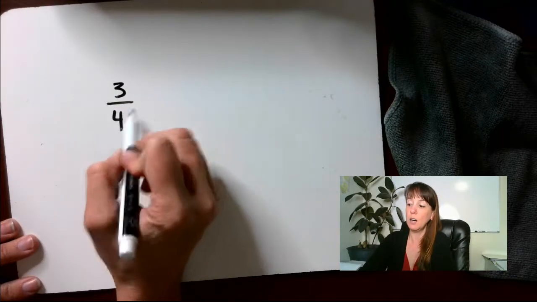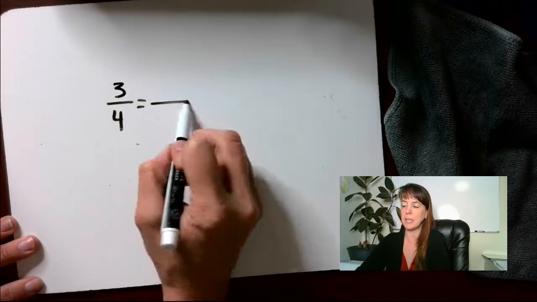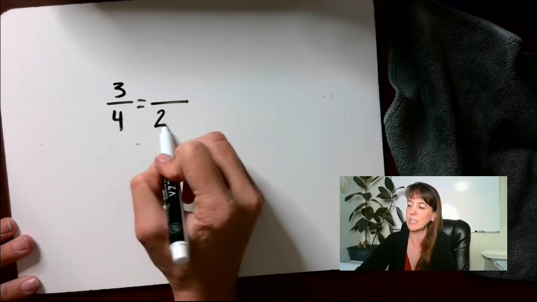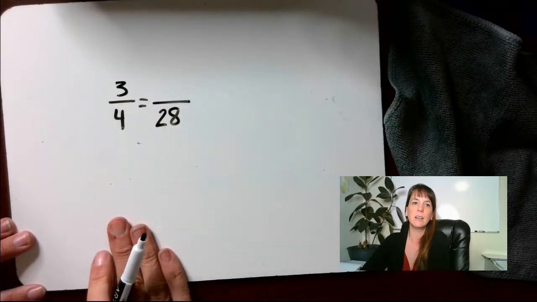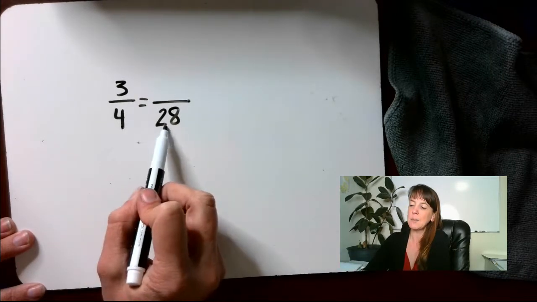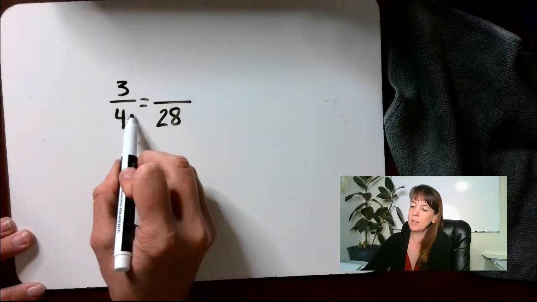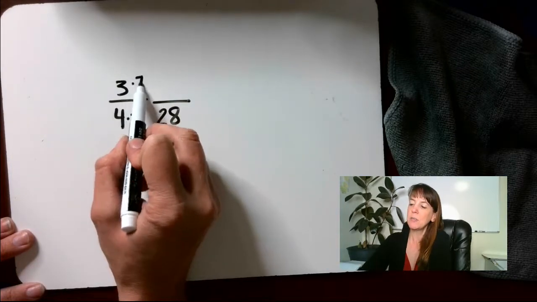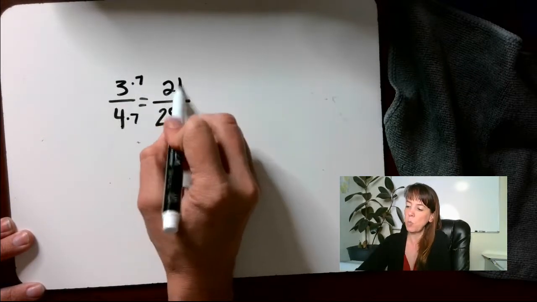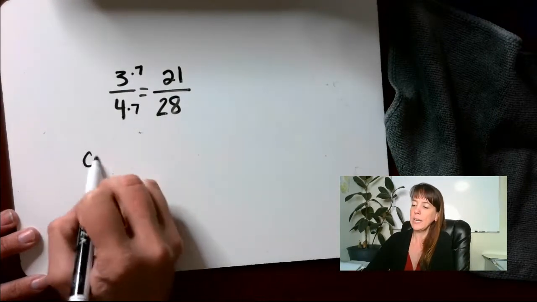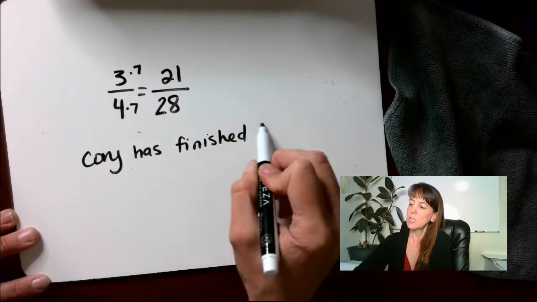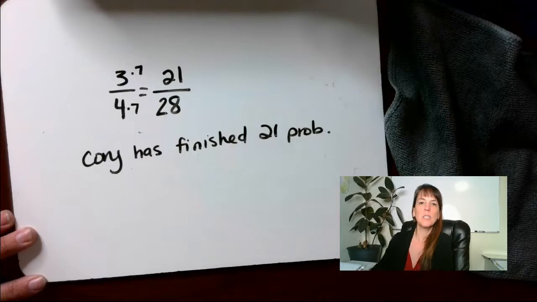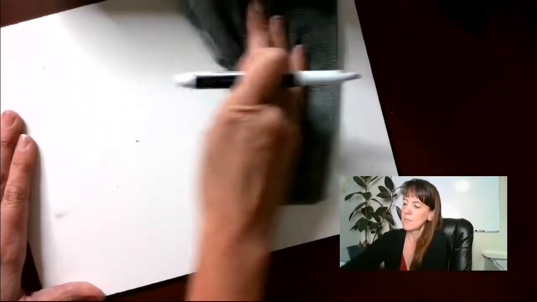Example number 2, Corey has finished 3/4 of the 28 problems on the assignment. Remember, of is our whole, right? Of our 28. So how many problems were there? Well, 4 times what will give us 28? Hopefully you said 7, right? 4 times 7. So if we do it on the bottom, we're gonna need to do it on the top. That gives us 21. That means Corey has finished 21 problems. 21 problems, okay? Let's look at the next one.